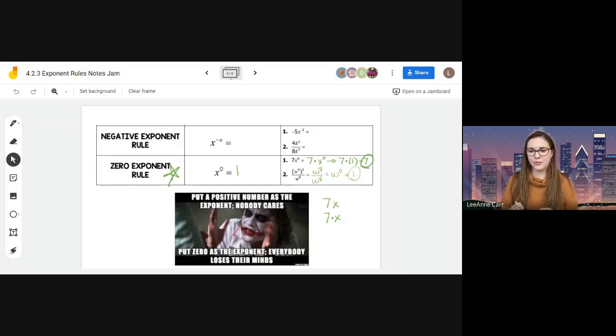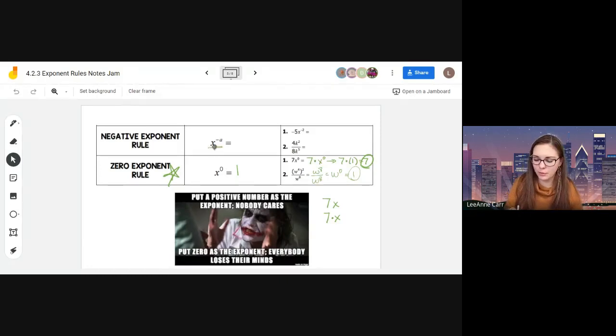So to fix it, we need to think about fractions. If I want any number to become a fraction, what do I have to do to it? Think back to Unit 2. If I want to make any number into a fraction, what can I do? Put a 1 under it.